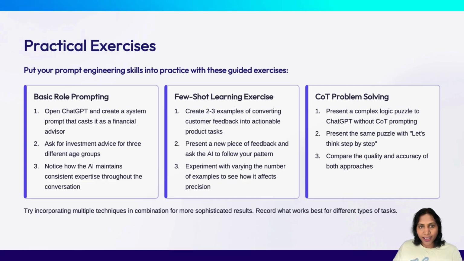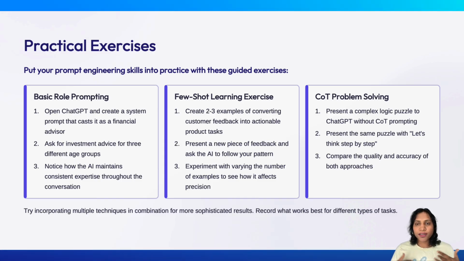The third exercise you can look at is chain of thought problem solving, where you will compare AI performance on a complex logical puzzle with and without the "let's think step by step" prompt. Like you can explicitly say it, or you can skip that as well. So think of a problem statement and apply it. The key is to experiment with combining these techniques in different ways to see what works best for various types of tasks, right?